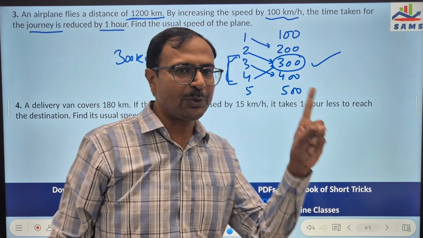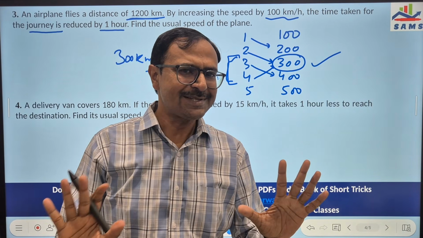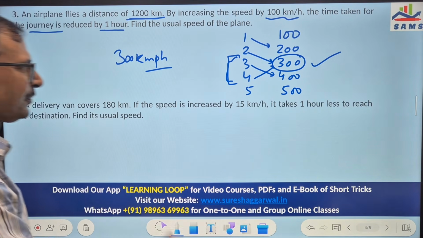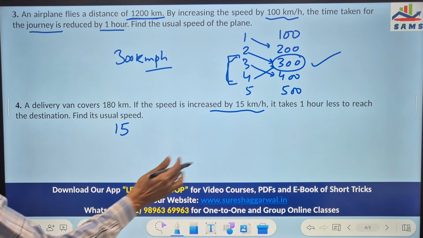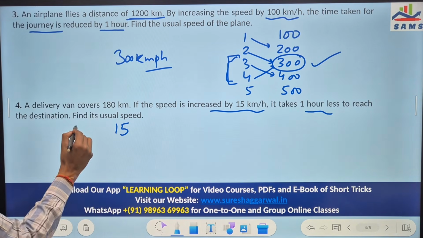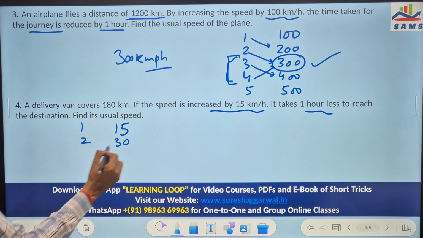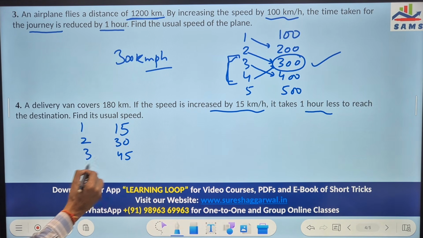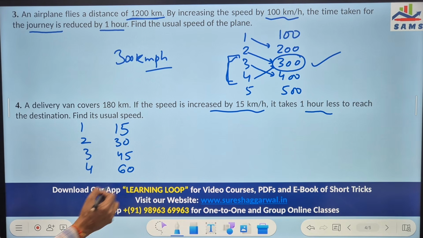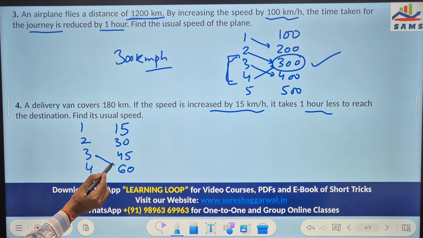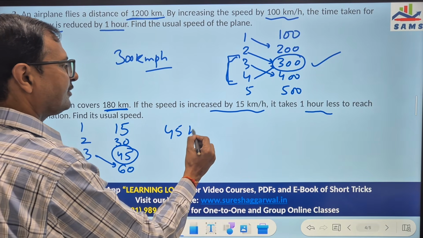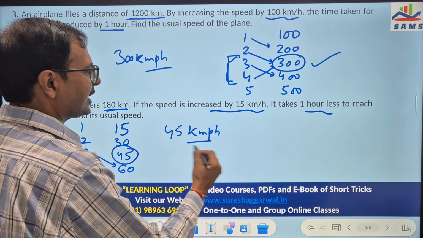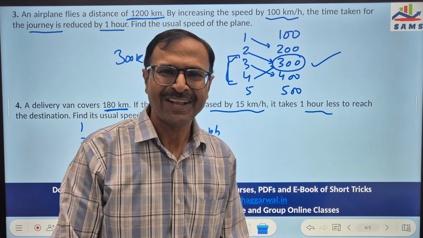Now how much time are you going to take to do this? 10 seconds, right? One more question. Increase by 15, so we have a 15, and it takes 1 hour less, so 1. 2 means 30, 3 means 45, 4 means 60. So we got it here. See, 3 times 60 is 180, and therefore the answer is 45 km/h. So that is the usual speed.